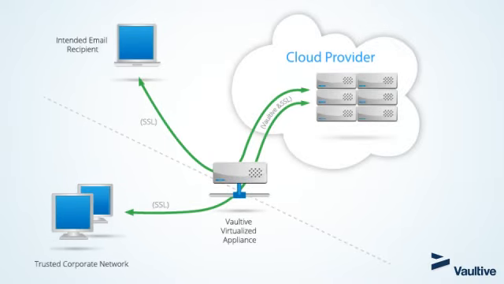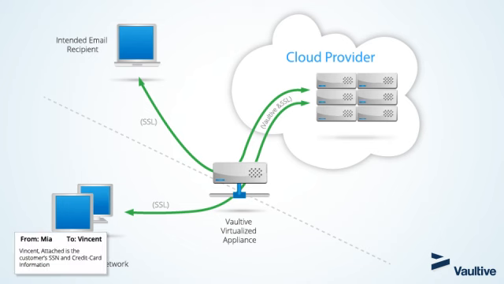Let's look at how Vaultive's encryption in use works in practice. We are looking at a simple diagram showing the Vaultive gateway sitting on the customer's network, in this case in the DMZ, represented by the dash line. The cloud provider, Microsoft Office 365, is in the upper right. In our scenario, Mia, an employee working in the office, is sending an email to Vincent, who is outside the office, and could be any intended recipient, whether a fellow employee or someone outside the organization.